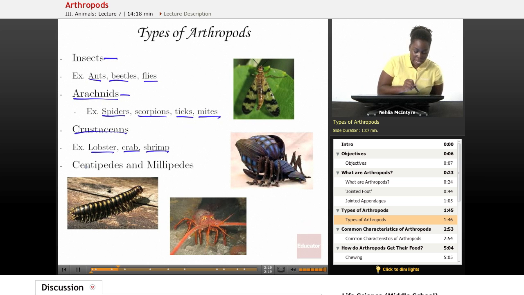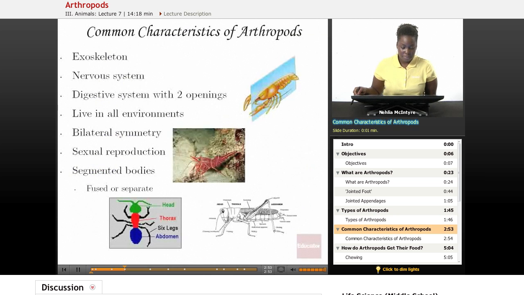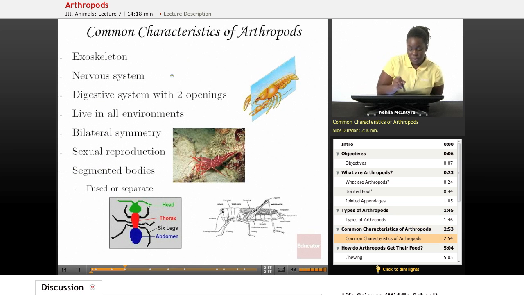And we also finally have the centipedes and the millipedes. They look similar to worms, but they have hundreds or thousands of these tiny little appendages, these feet or these legs. For example, the centipede has 100 legs surrounding its body, and the millipede has 1,000 legs. So it's a very diverse phylum, a group, because it has so many different organisms that are considered to be arthropods. But they all have some common characteristics.